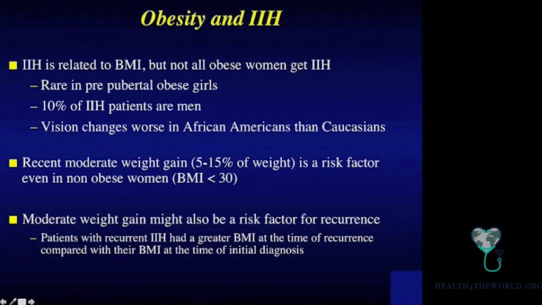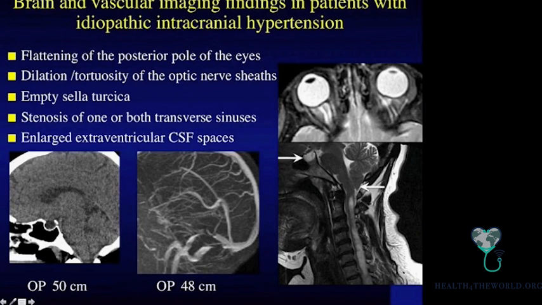Moderate weight gain, that is 5 to 15% of weight gain, is a risk factor even in patients who are not considered morbidly obese, that is with a BMI of less than 30. So a rapid weight gain seems to have some component that may cause intracranial hypertension. And that moderate weight gain might also be a risk factor, particularly for recurrent disease. So once patients lose weight and actually have IIH under control, if they have then a recent weight gain, they can have a recurrence. Now, what do we see at imaging?